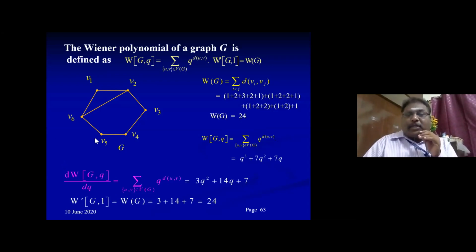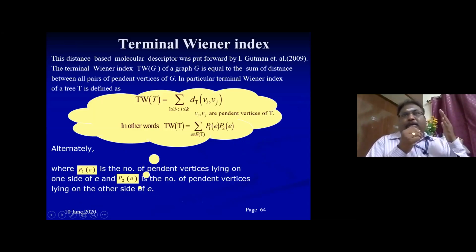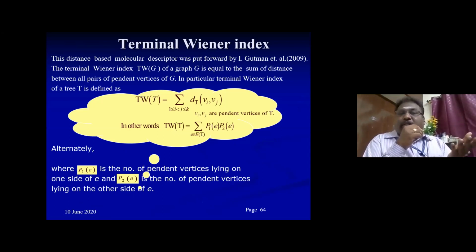Next is the idea of terminal Wiener index. We took a compound, interpreted this chemical compound as a molecular graph, and calculated the topological indices, especially the first index called the Wiener number. Then later we studied the terminal Wiener number.